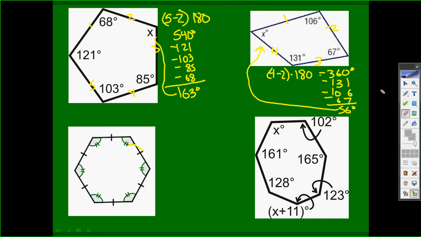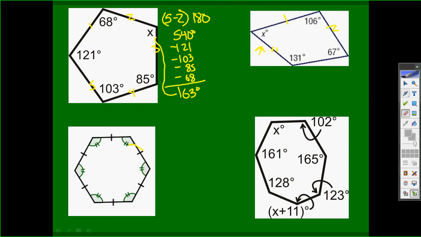The last shape I have down here, 1, 2, 3, 4, 5, 6, 7 sides. 7 minus 2 means I have 5 triangles. 5 times 180 equals 900 degrees total.